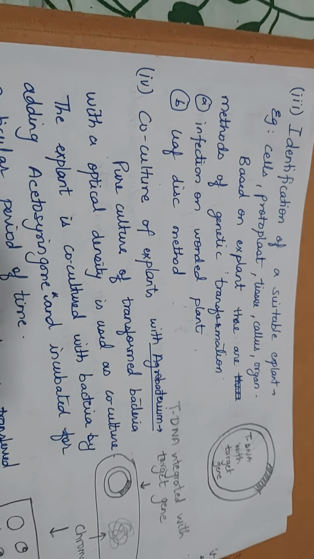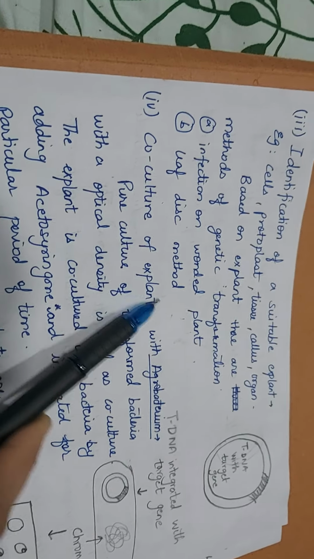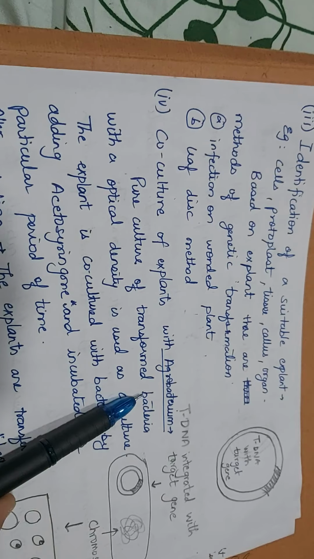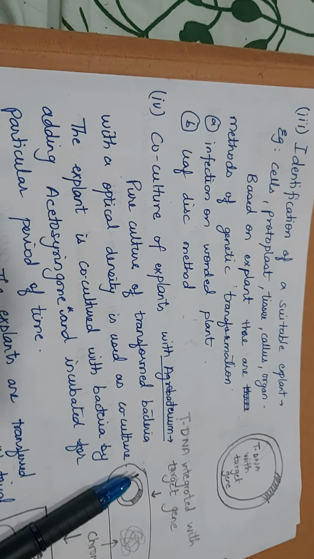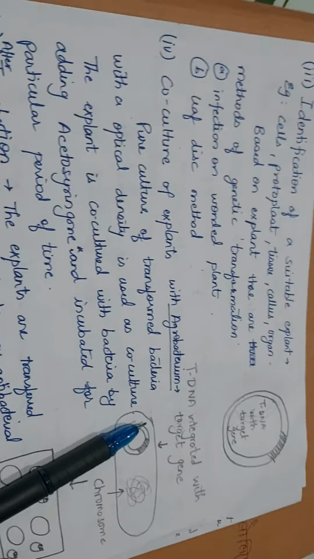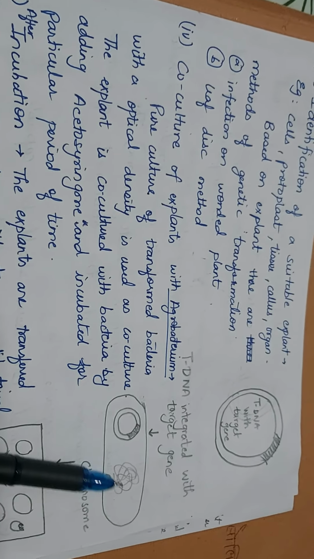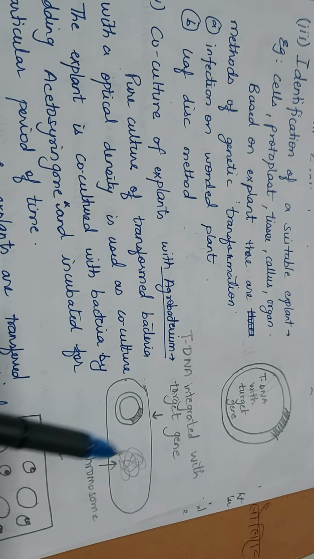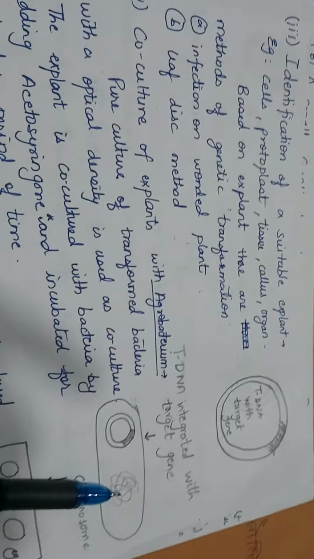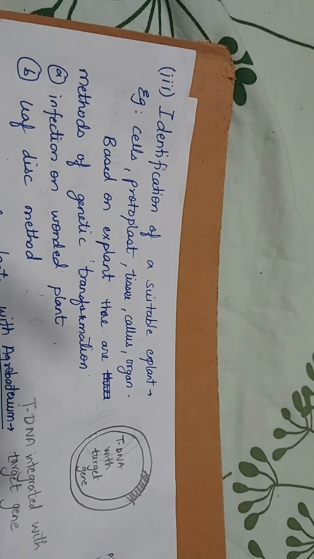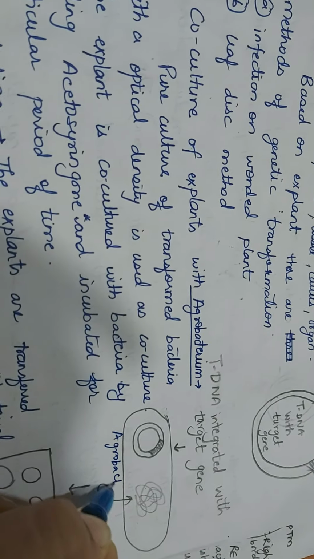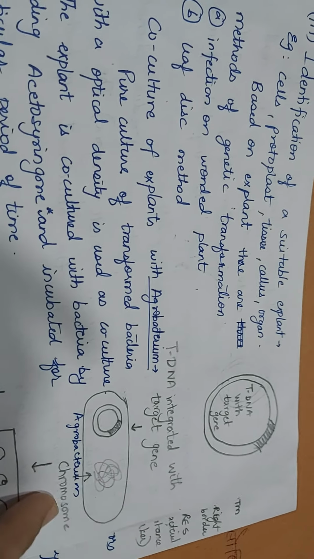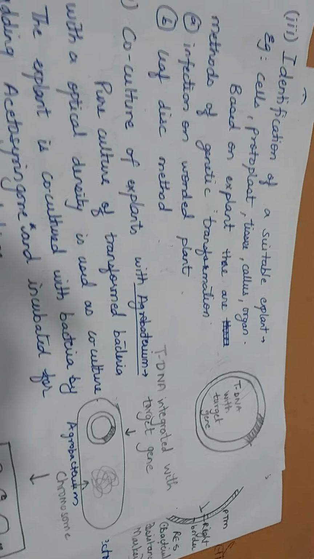Next is co-culture of explant with Agrobacterium. Whatever explants you have decided on, you are going to co-culture with the Agrobacterium strain which carries our recombinant plasmid. So this is the Agrobacterium strain, which has its own chromosomal DNA as well as our recombinant plasmid.